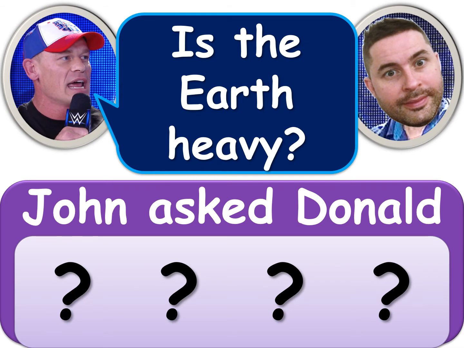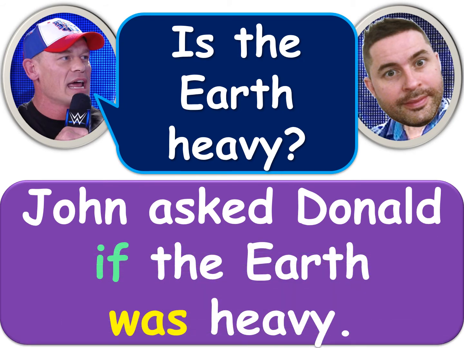And here's another one. Is the earth heavy? Now this will be a reported yes or no, so be careful. You have to use if or whether. So John asked Donald if the earth was heavy. Or instead of if, you could use whether. So is the earth heavy? John asked Donald if the earth was heavy. So the subject is the earth. We put the verb after the subject and we move the tense back. So is turns into was.